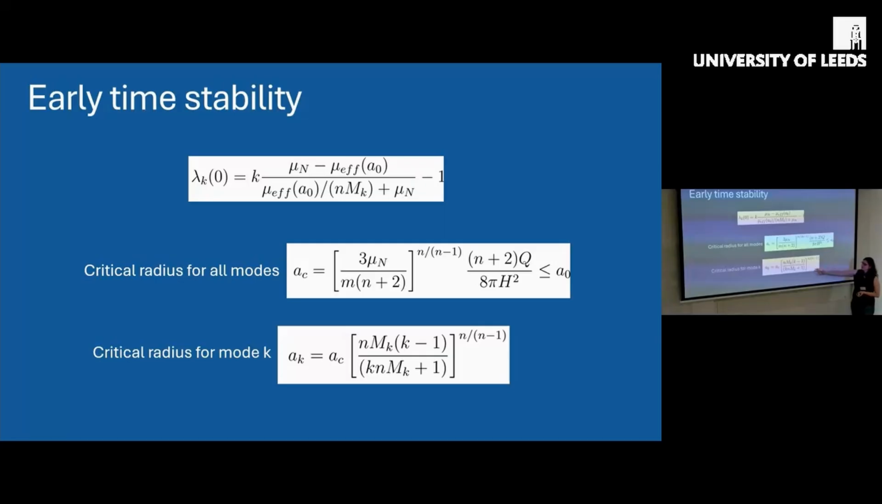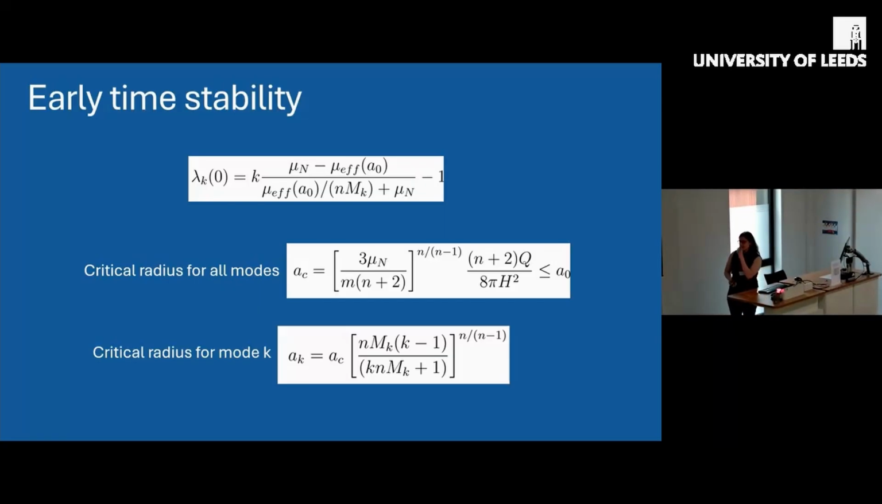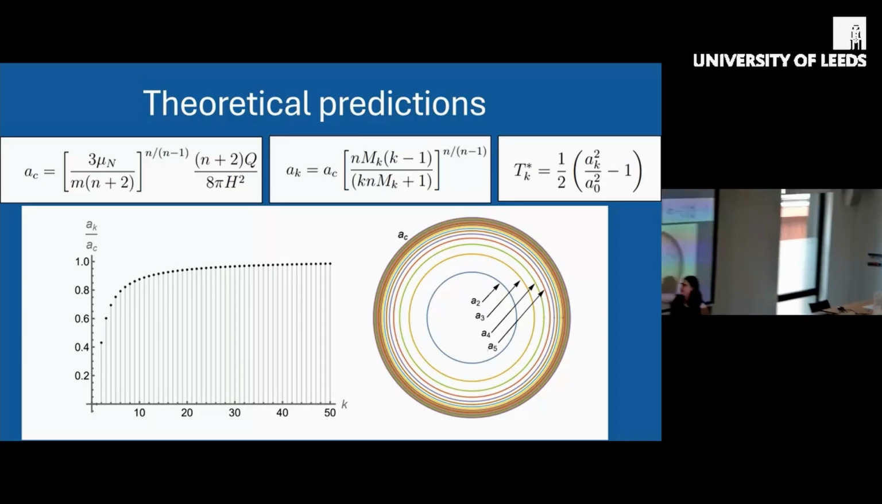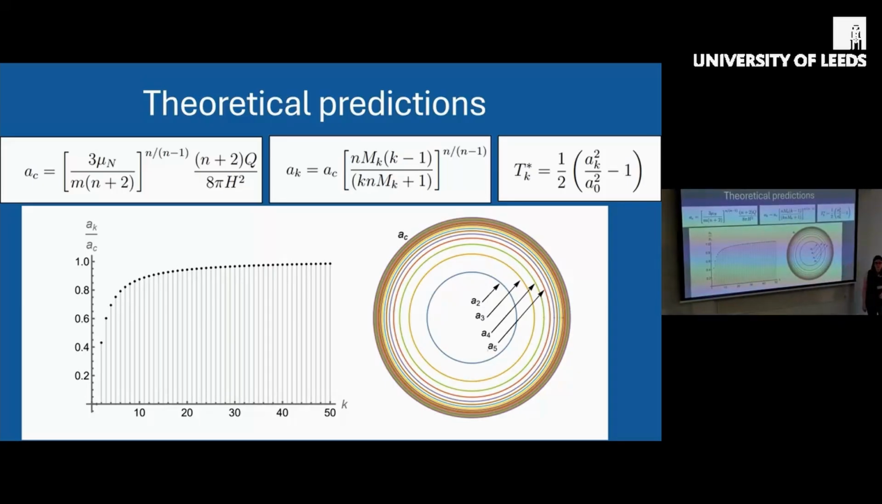And then we also have a critical radius for each mode k, which is related to that critical radius for all modes, and we have this function here. Hopefully, as you might expect, you would expect that A_k sequence to be an increasing sequence with an upper limiting value of A_c. If you have an injection radius greater than A_k, it means that all modes smaller than k are stable, but all modes greater than that are unstable. So as we take k going off to infinity, we expect to see A_k over A_c tending to a value of 1.